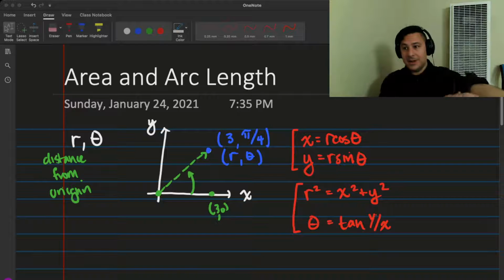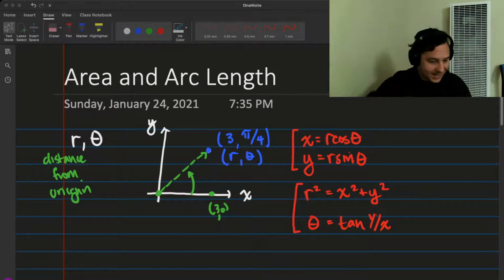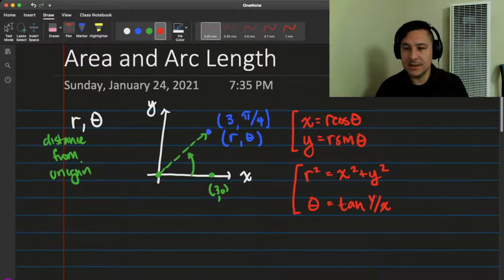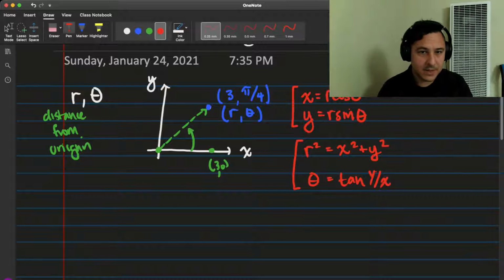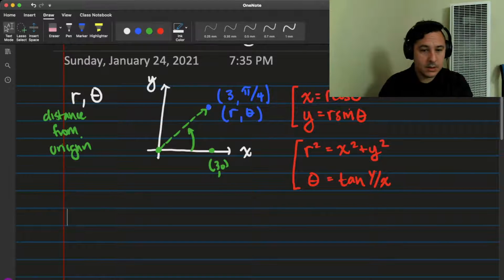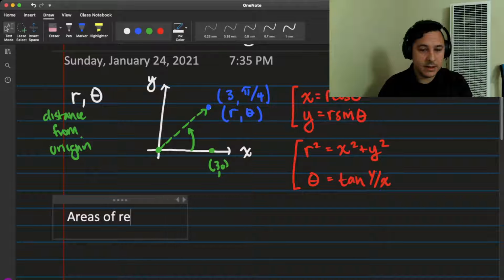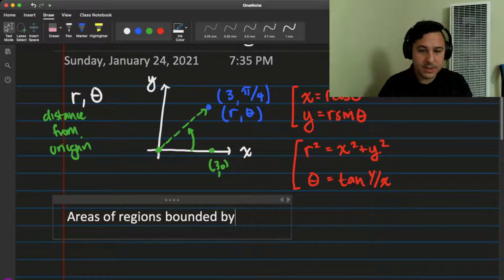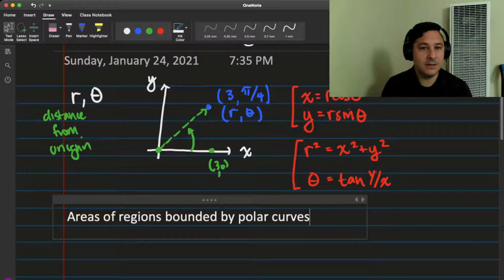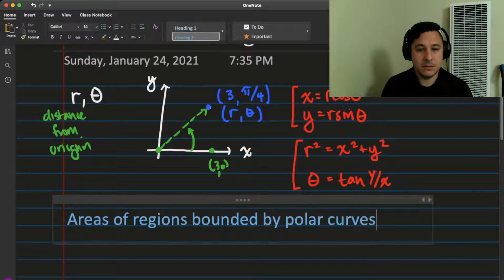So what we're interested in today is regions. Let's try to type this down. We are interested in areas of regions bounded by polar curves. It's like, what does that even mean?